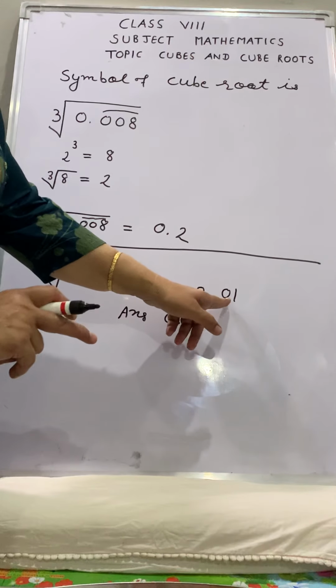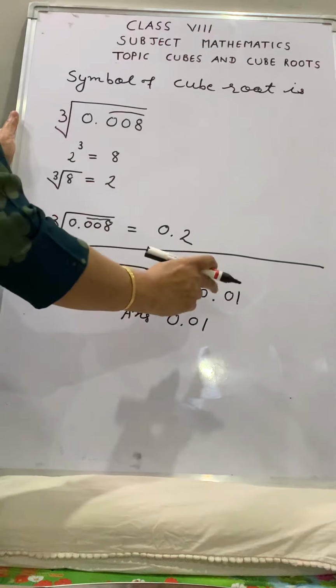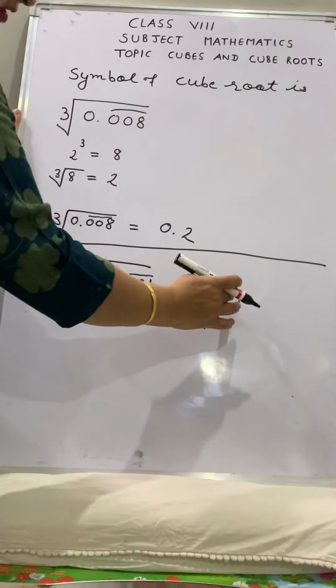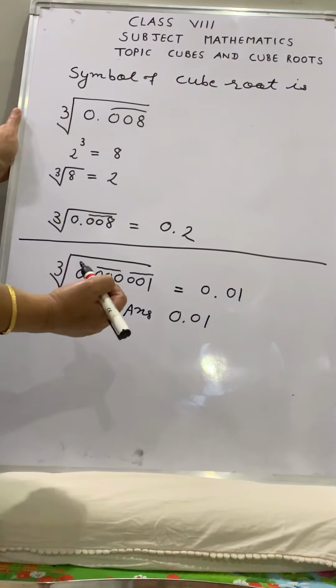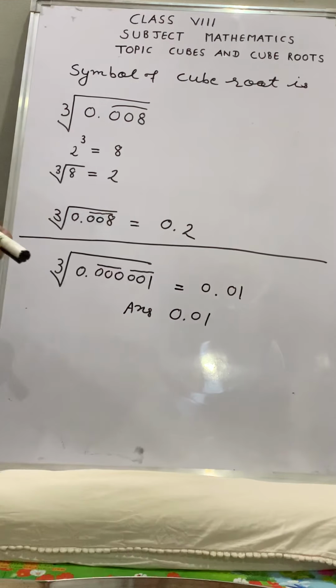If there are 2 periods in the decimal part, the answer will have 2 digits in the quotient. If 3 periods, there will be 3 digits of the decimal part in the answer. Thank you.